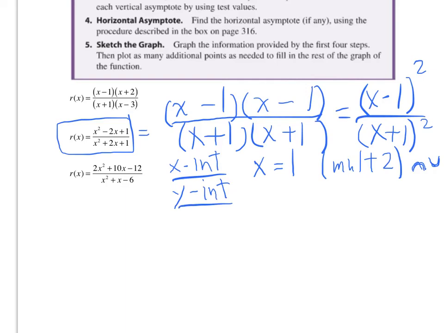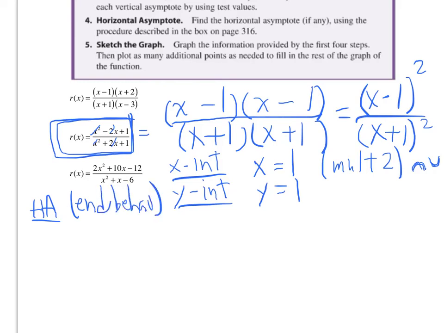When x equals 0, looking at the original form, that's 0, that's 0, that's 0, that's 0, so we get 1 over 1, so we get y equals 1, and that's our y-intercept. Horizontal asymptotes: horizontal asymptote is end behavior, so we're going to look at the end behavior. The end behavior is when x grows increasingly large, so we look at the dominant term in the numerator, which is x squared, and the dominant term in the denominator, which is also x squared, and the end behavior of that is the same as end behavior of 1. Therefore, the horizontal asymptote is the line y equals 1.